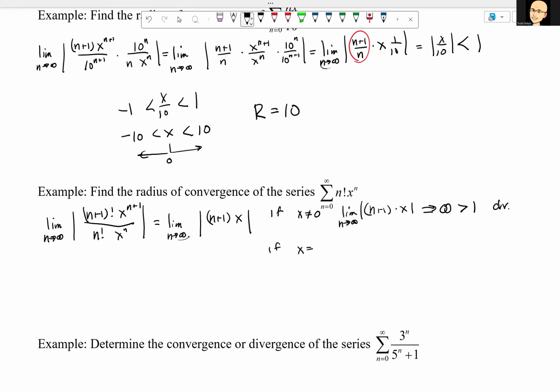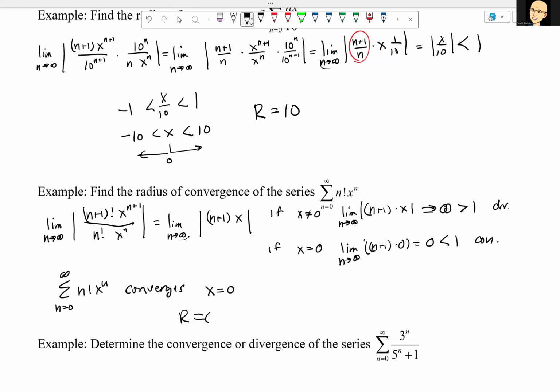But if x is equal to 0, then I've got the limit as n goes to infinity of (n plus 1) times 0, which is equal to 0, which is less than 1, and that's convergent. So this is one of those situations where this particular series converges, but only for x equals 0, or in other words, the radius of convergence is 0. It doesn't move away from the center.